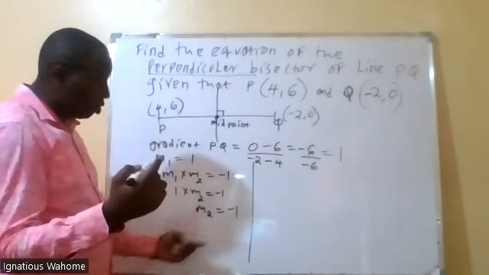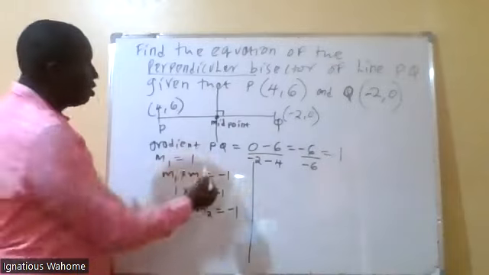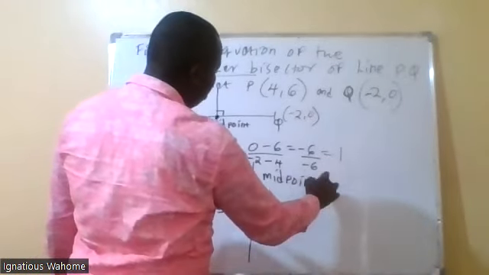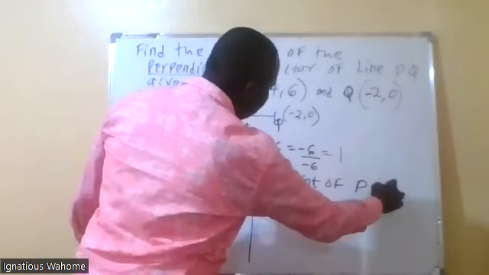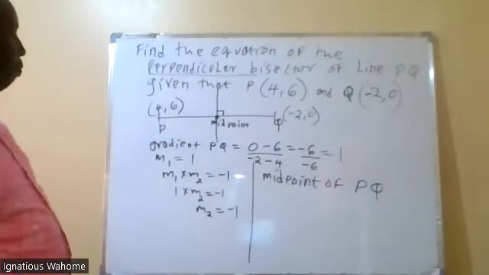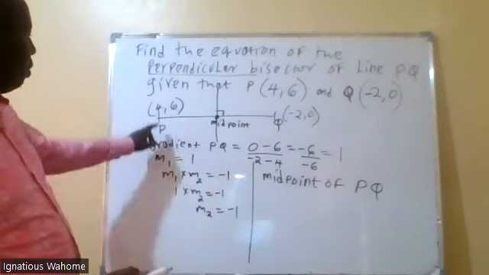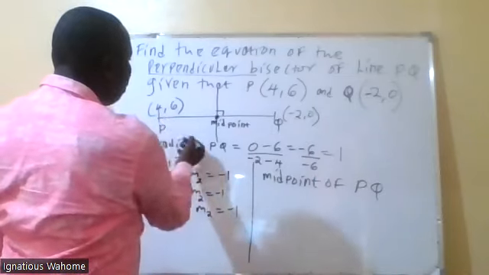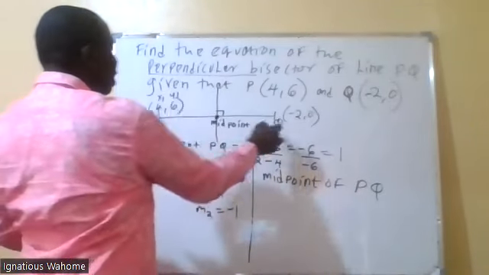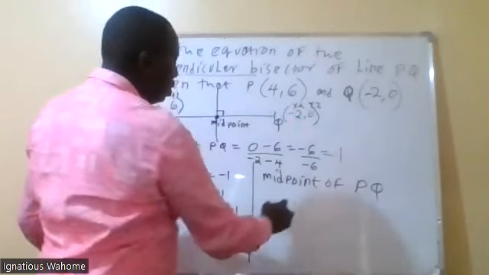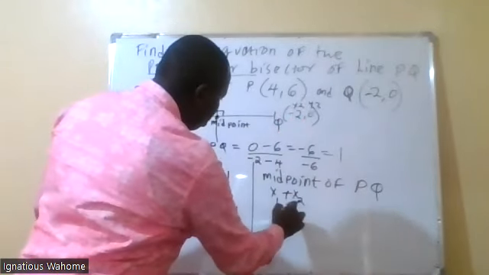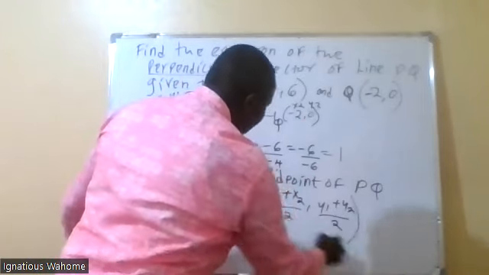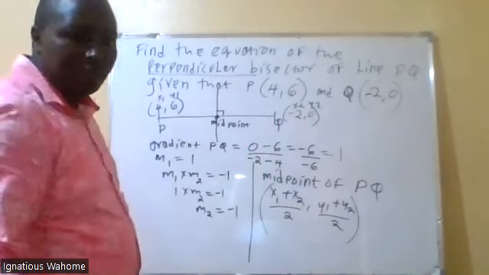The next step, because you already have the gradient of the second line, is to find the midpoint of PQ. Assuming this is (X1, Y1) and (X2, Y2), you say X1 plus X2 over 2, Y1 plus Y2 all over 2. That is how you get the midpoint.